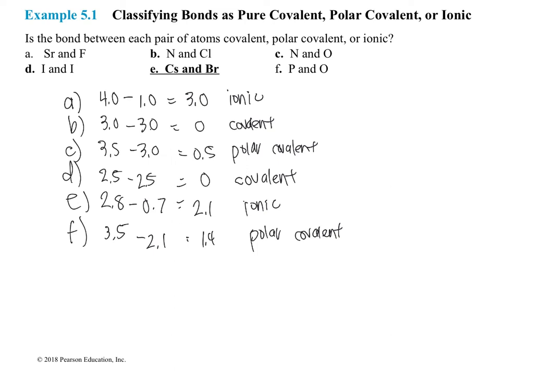So we have ionic for strontium and fluorine with the electronegativity difference of 3. Nitrogen and chlorine have a delta electronegativity of 0, so it's covalent. Nitrogen and oxygen are polar covalent with delta EN of 0.5. Iodine with iodine is 0, so that's pure covalent. We have cesium and bromine that are ionic with 2.1, and polar covalent for phosphorus and oxygen with an electronegativity of 1.4.